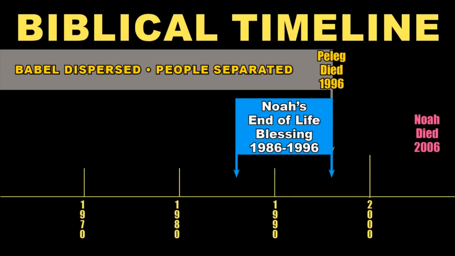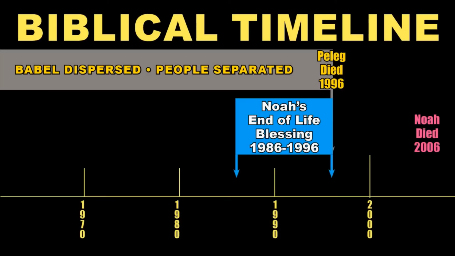So Noah's end-of-life blessing probably occurred between the years 1986 and 1996 in years after creation. Look at where that span of time ends, the same year that Peleg died. Do you think that's a coincidence? I don't. We'll analyze this more when we investigate the lifespans of people next.